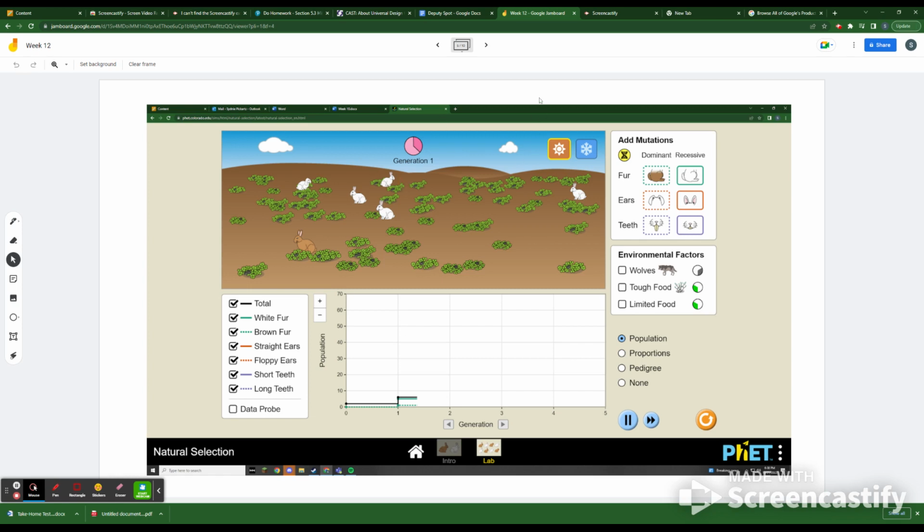For this, you can see here that there are rabbits, right? So you see that there are white rabbits, there are brown rabbits, and there are rabbits with floppy ears. Over here you have fur, ears, and teeth, and those are the mutations that the rabbits will experience through this lab. So students will be looking for the differences in the population as time goes on. You can see that there's population and generation on this graph right here.